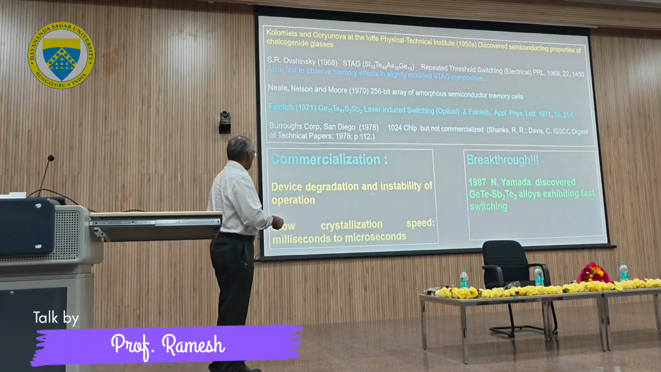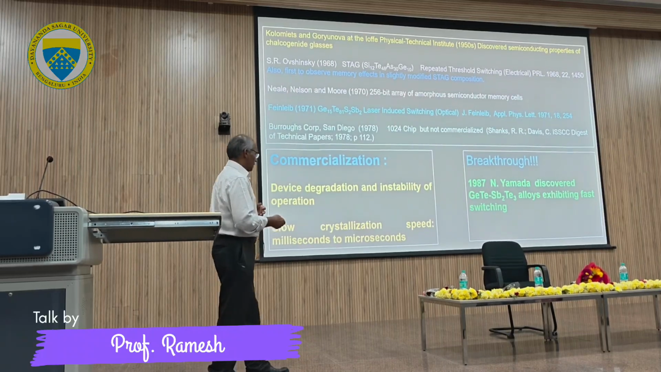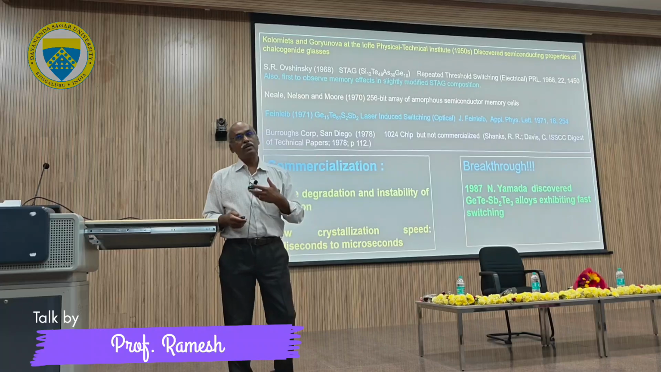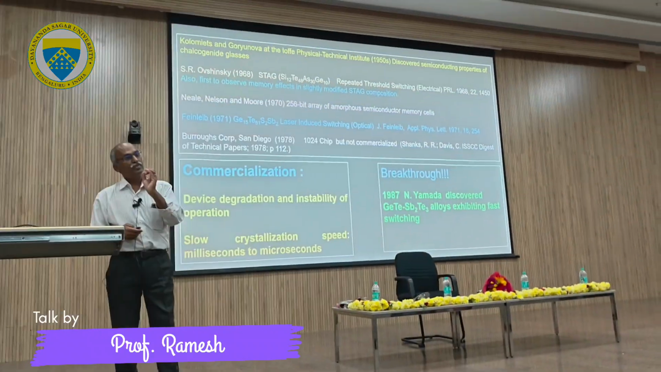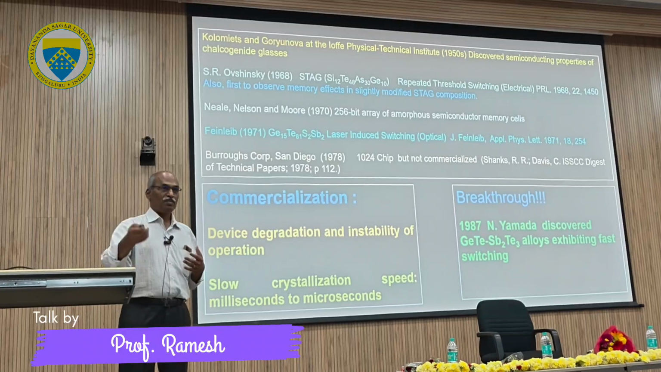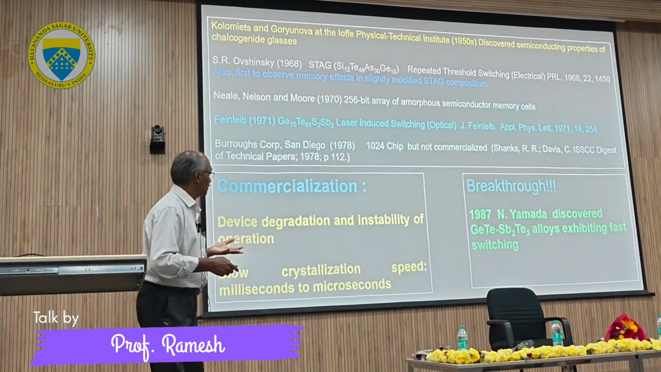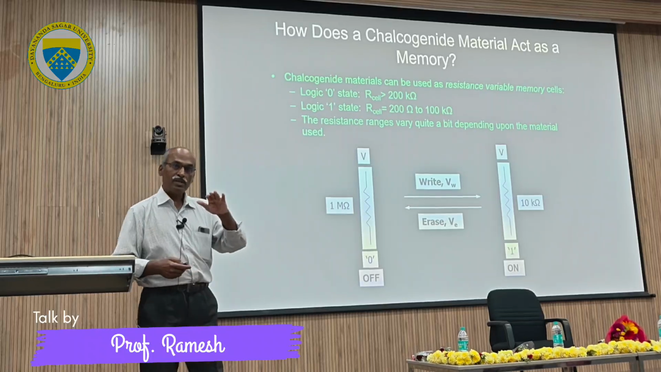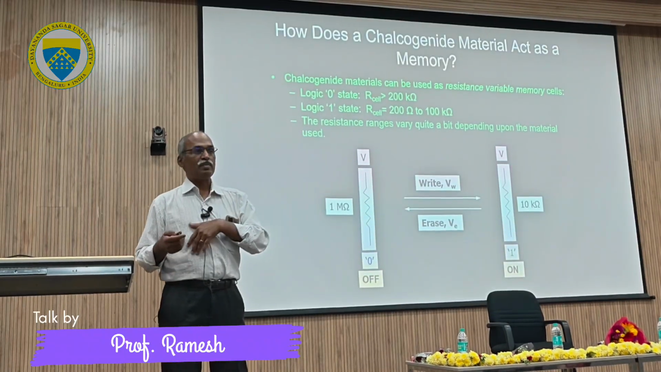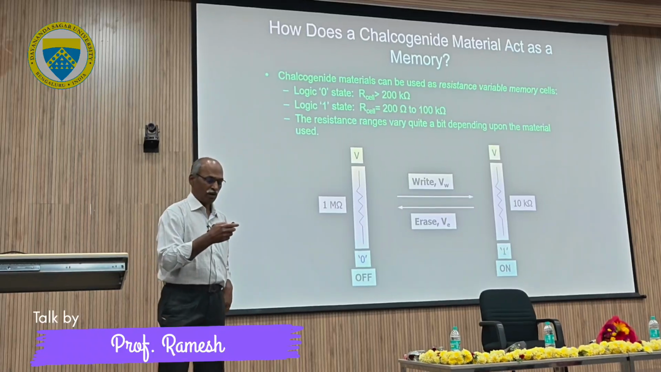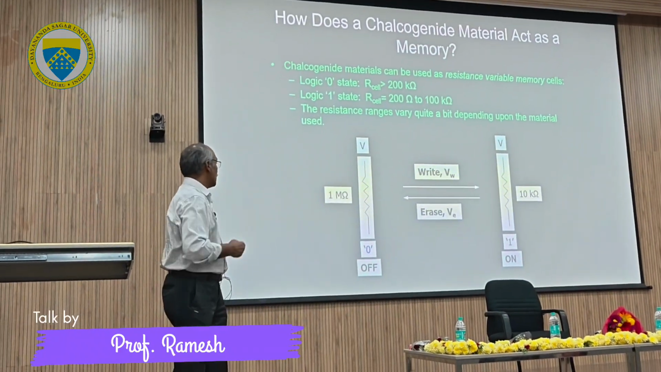Till 1987, a lot of companies tried to exploit this property, but were not successful because of the crystallization time, right? It's about milliseconds. Nobody wants to wait that long for the write time or read time. Then in 1987, a material came into the picture, germanium antimony telluride, used in CDs and electrical memory. Now they are available in the market.